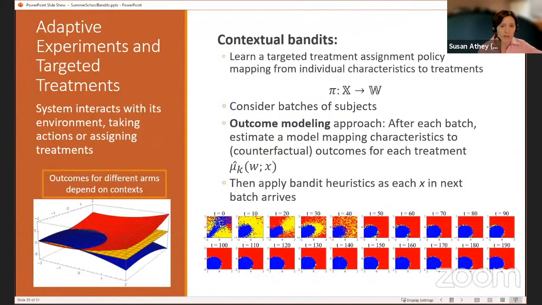All right, so let me now spend the last couple minutes, and sorry I ran a little bit out of time here, giving you just a little bit of a hint about contextual bandits, which is the whole thing that made this interesting to me to start with. I wanted to learn optimal treatment assignment policies. So the idea is you want to learn a policy pi that maps from individual characteristics to treatments.